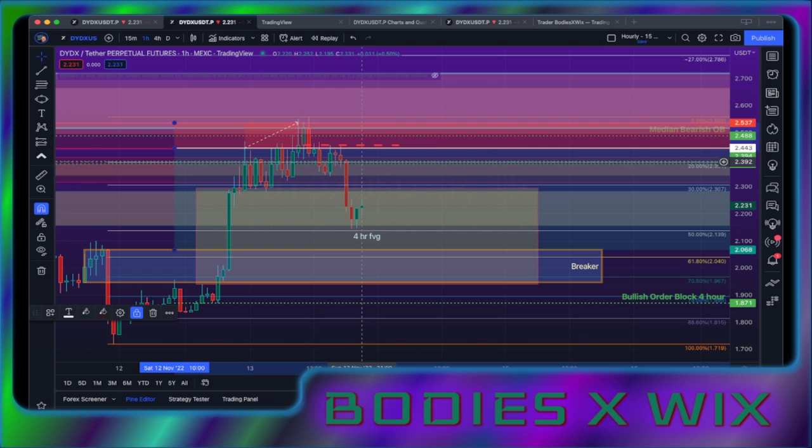All right, so it could do that. Start filling up the fair value gap. Probably wouldn't fill it up all the way. Why? Because it needs to come back and fill it up. But it needs to come down to this breaker. That's where it needs to come down to. So after that, I believe it would start heading down.